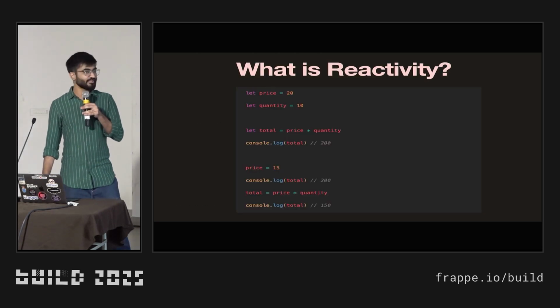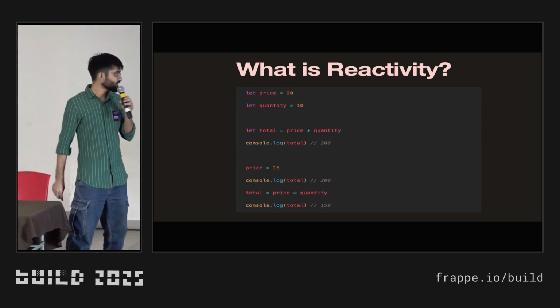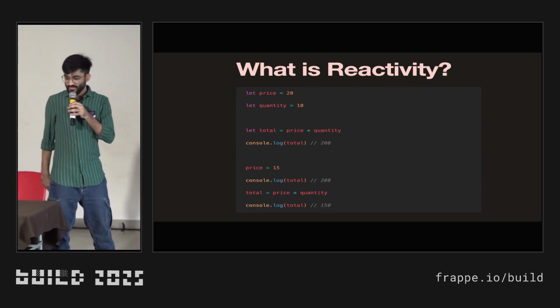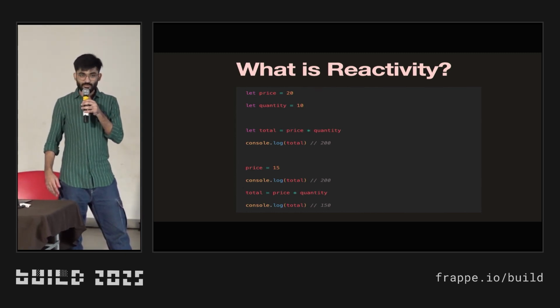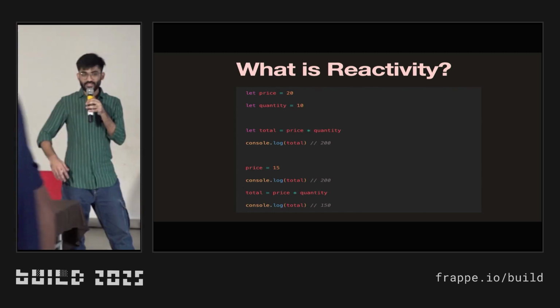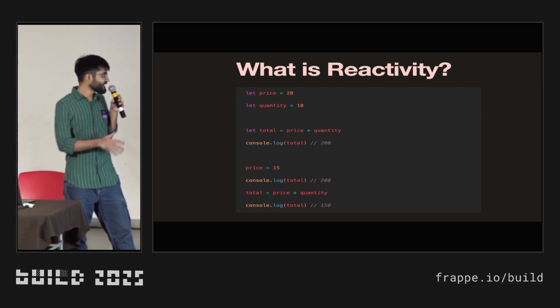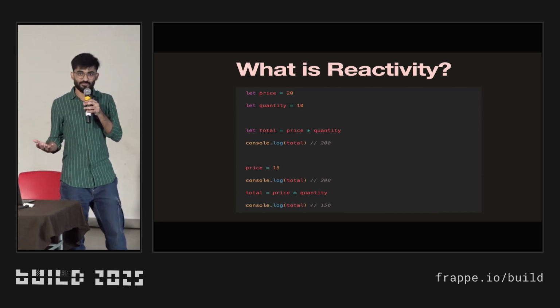So let us take this example. We have this price variable and the quantity variable. Now we calculate the total by multiplying these two, and then we console log the value, and we get 200. Now we update the price to 15. We print the total, it still is 200, and that is the expected behavior in JavaScript, right? So how do we get the updated value? We recalculate the total by this formula, and then we print it, and we get the updated value.